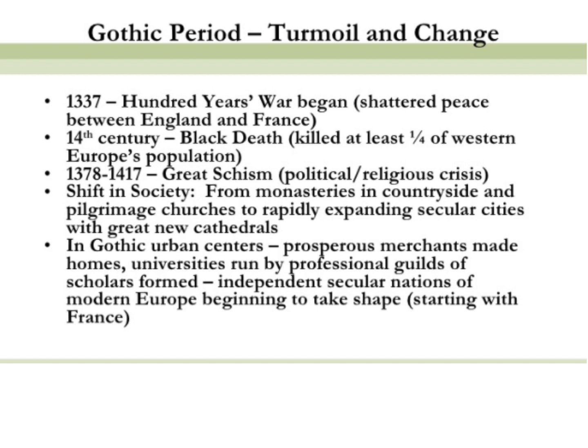During the Gothic time, there's a lot of turmoil and a lot of change. 1337 sees a 100 Years' War that shattered peace between England and France. The 14th century sees the Black Death that kills at least 25% of Western Europe's population. We see the Great Schism, which is a political and religious crisis that happens between 1378 and 1417.